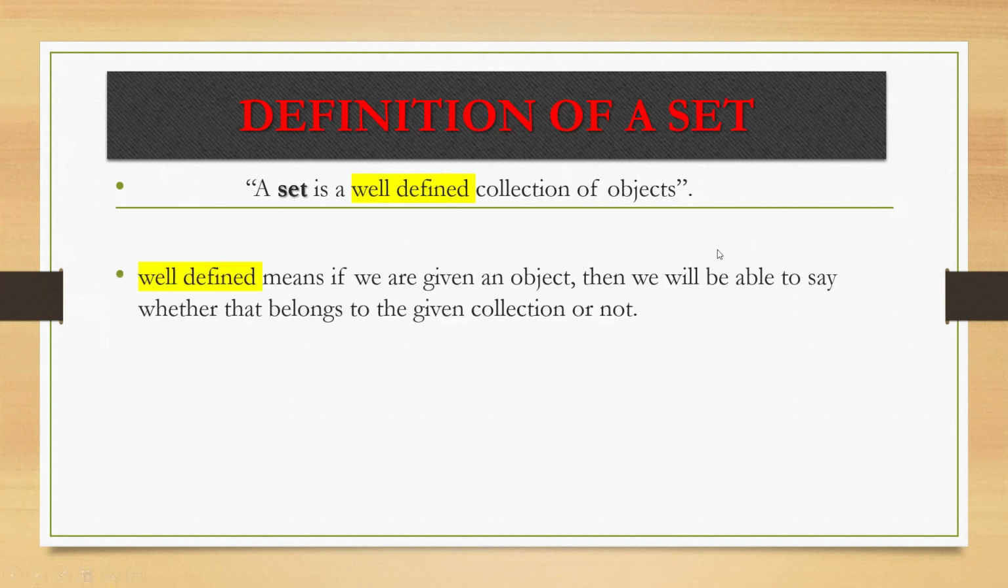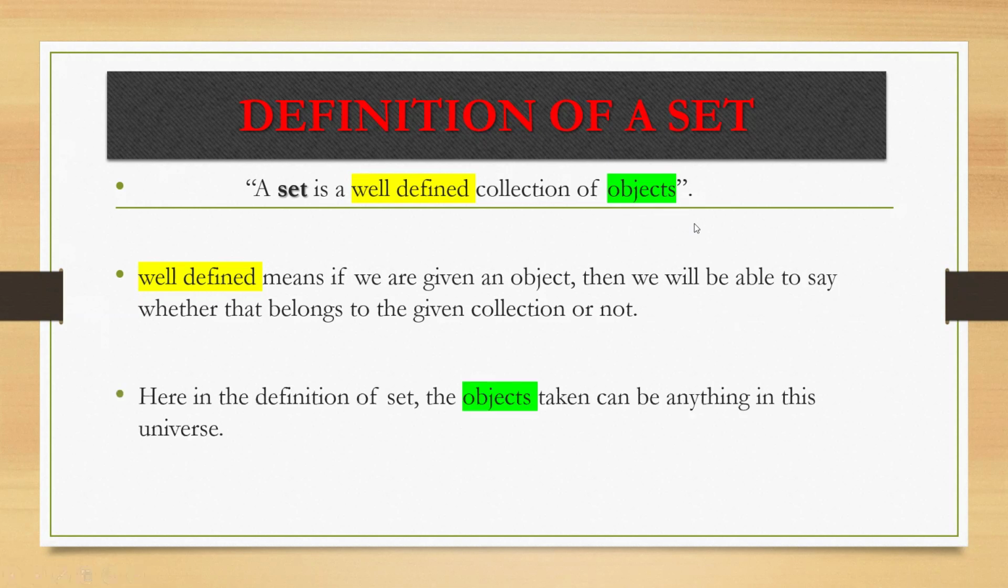So here is the definition of well defined. Well defined means if we are given an object, then we will be able to say whether that belongs to the given collection or not. Clear? The another term to be stressed is objects, collection of objects. So what particular objects are considered here? Here there is no specification for the objects. It can be anything. See, here in the definition of set, the objects taken can be anything in this universe. Clear? So I believe the definition of set is clear to you.